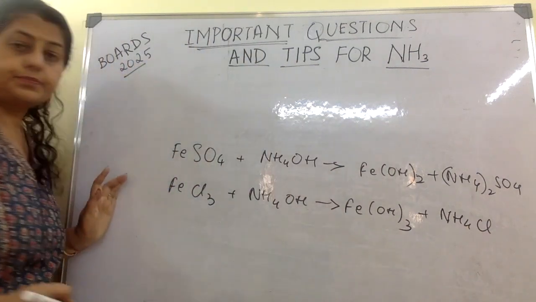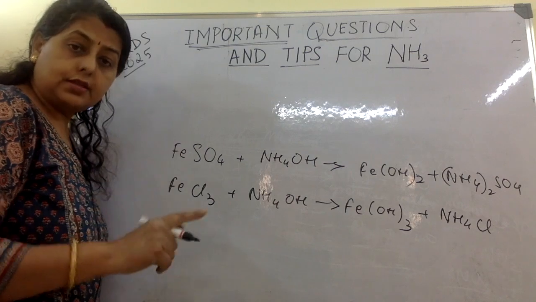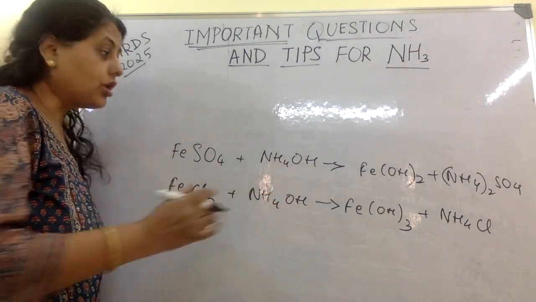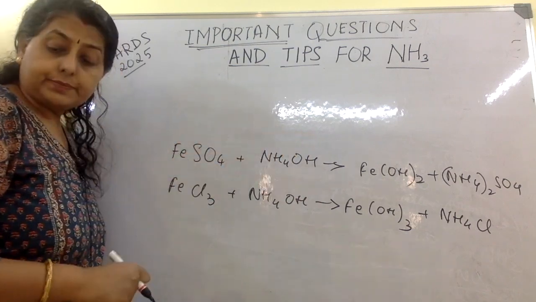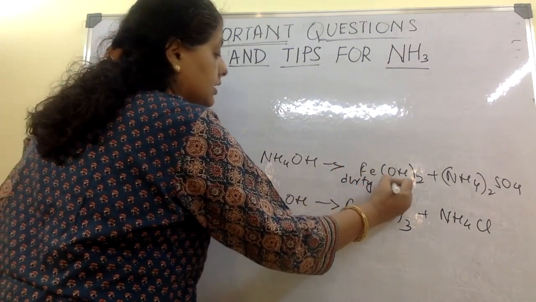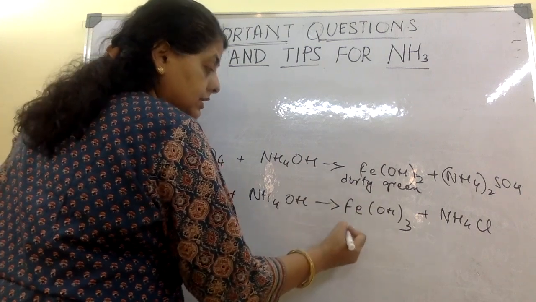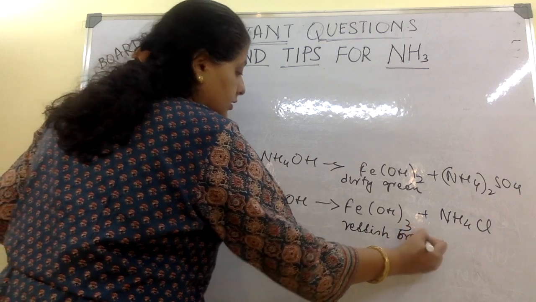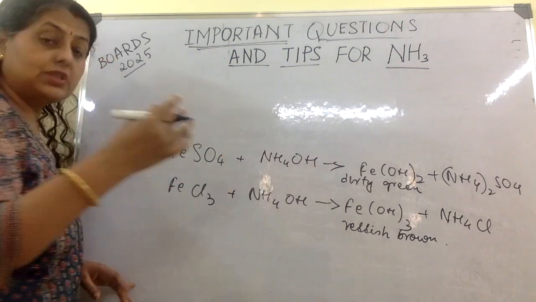NH4Cl. Now these two equations are also there in your analytical chemistry. Now here, what is the color? They will not tell you the equation, but they will give you some other hint and mention the color. Where you have used valency 2, the precipitate is dirty green. Where you have used valency 3, it is reddish brown. This has to be remembered. So that is dirty green, this is reddish brown.